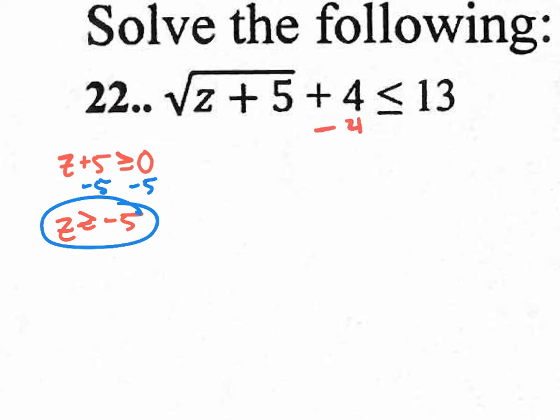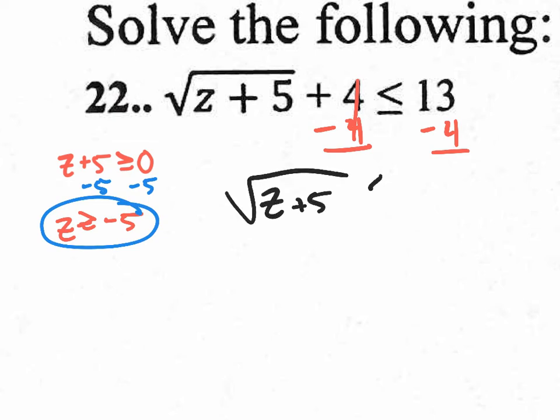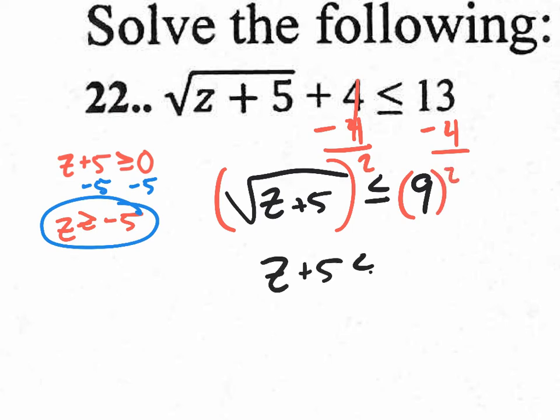We're going to subtract 4. We will have the square root of z plus 5 is less than or equal to 9. To get rid of a square root, we would square it. We do to one side, do to the other side. You will have z plus 5 is less than or equal to 81. Then we get rid of that 5 by subtracting 5. Final possible answer is z is less than or equal to 76.